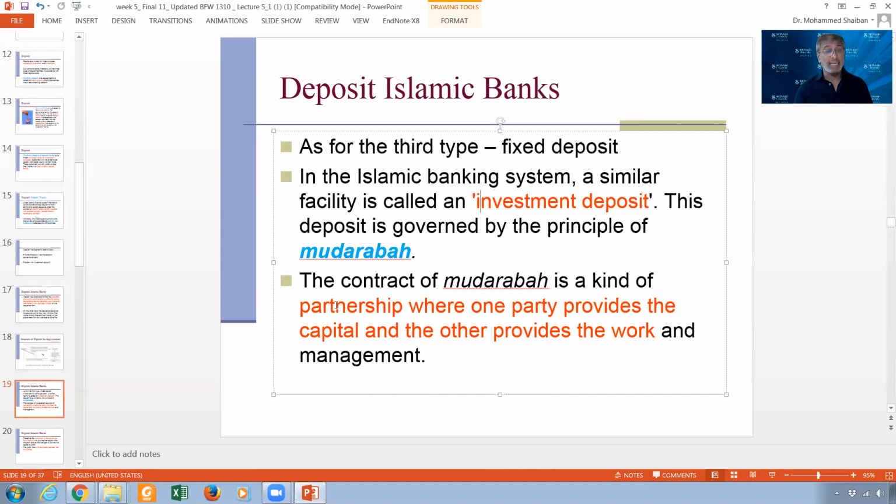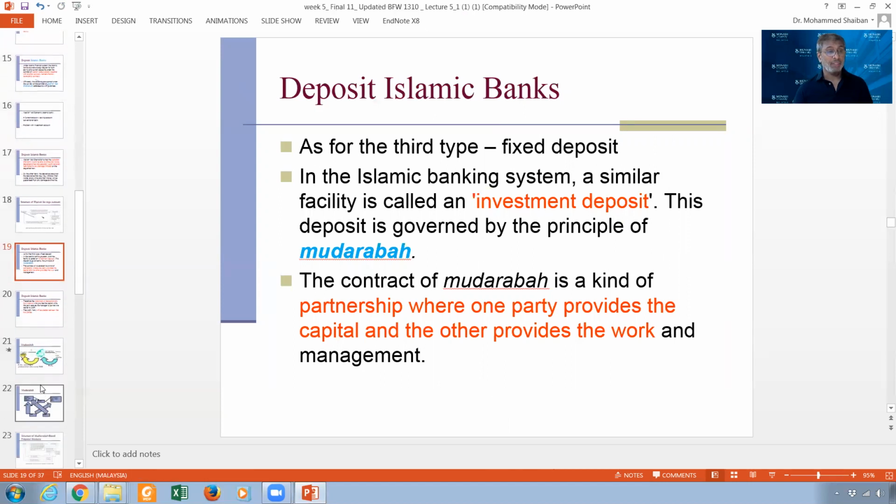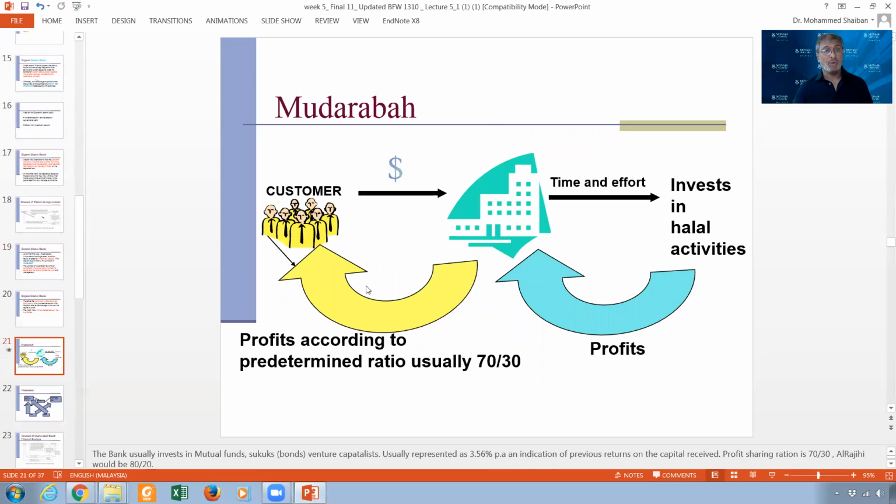It's a partnership. So they will not provide any type of capital, but they will use their expertise, work, and effort to make some outcome from this money, and they will distribute it. And this is how it works. You have the customer and the bank. The customer will give the money to the bank, as you can see here. The bank will use time and effort and invest in halal activities. They will make a profit. This profit will be distributed, usually 70-30. So this is how it happens.